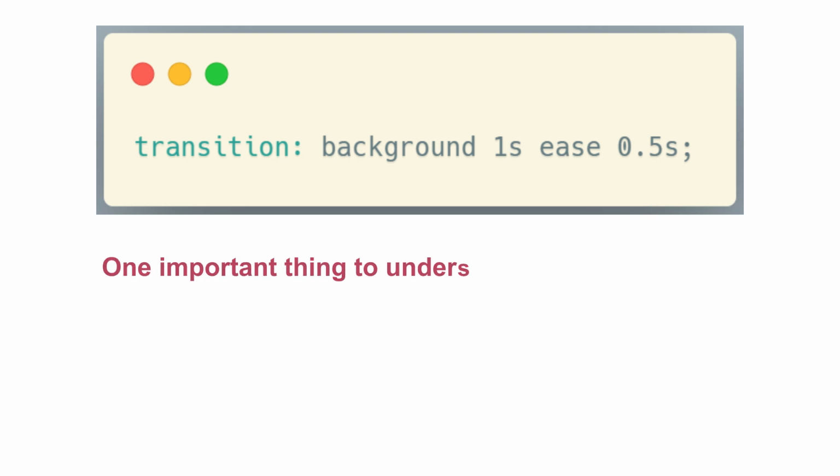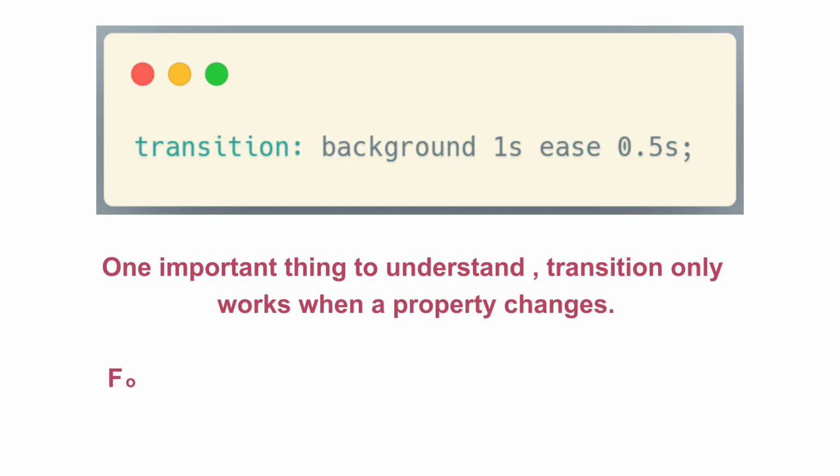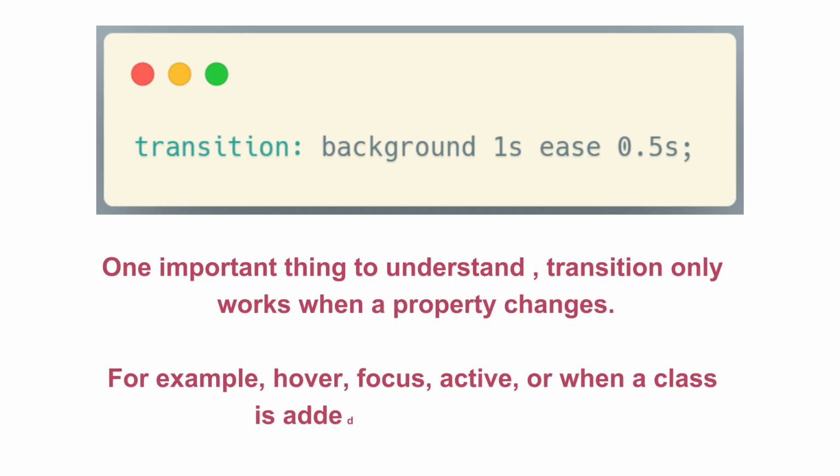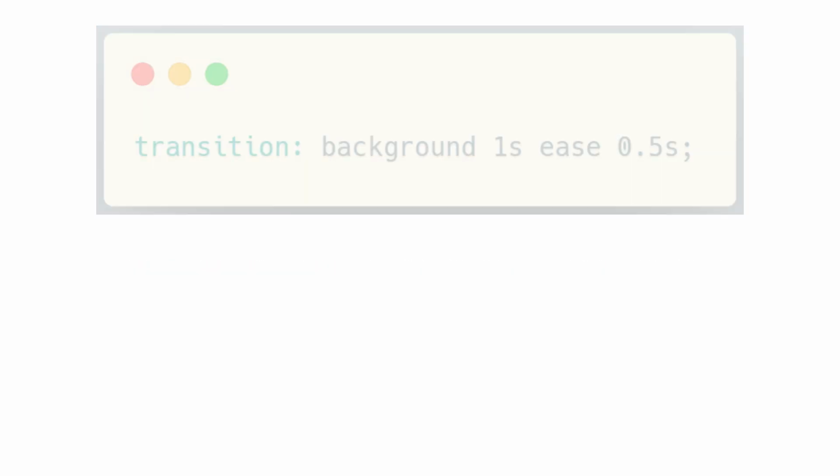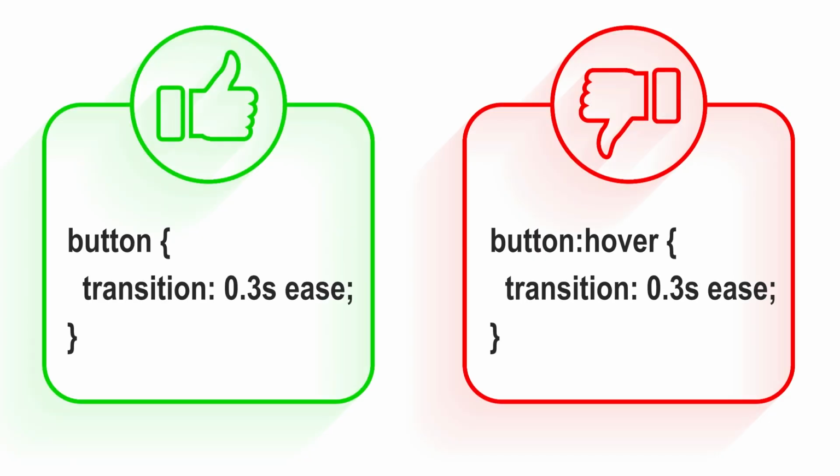One important thing to understand: transition only works when a property changes. For example, hover, focus, active, or when a class is added using JavaScript. Common mistake number 1: adding transition inside hover. Transition should always be on the original element, not inside hover.